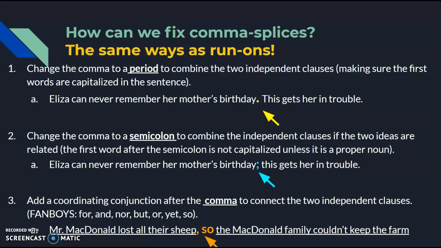Now, double check your own writing. Do you have any comma splices? Do you have any run-ons? Make sure you correct them to be proper combined sentences.